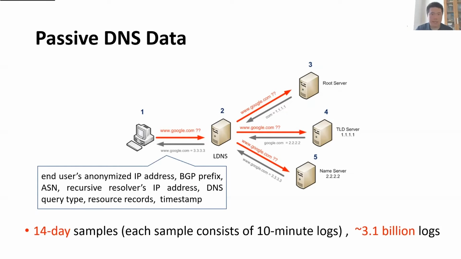The dataset contains 14 samples that were collected every other day in February 2018. Each sample consists of 10-minute logs generated by all the DPI appliances of the 3 ISPs. In total, we obtained about 3.1 billion logs. It's noteworthy that while there were IPv6 addresses in the response IP list of AAAA queries, no IPv6 addresses were seen in end users' IP addresses and recursive DNS resolvers.